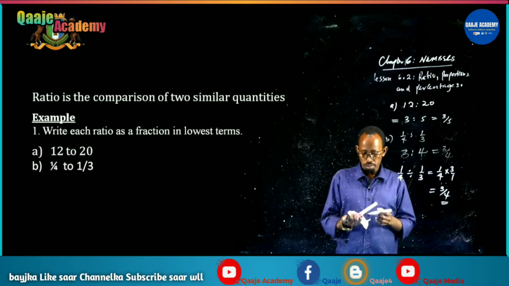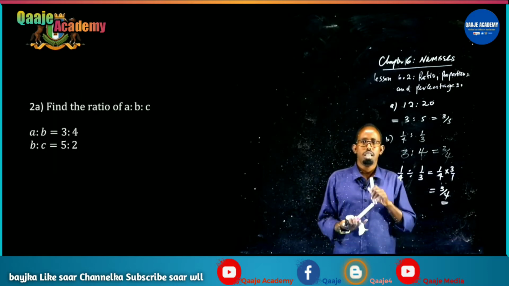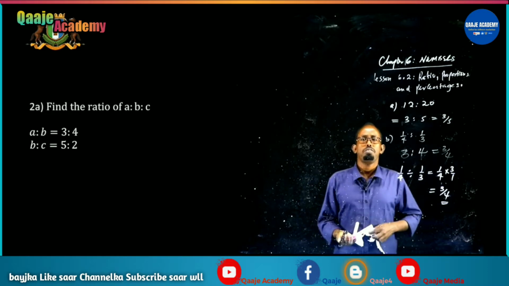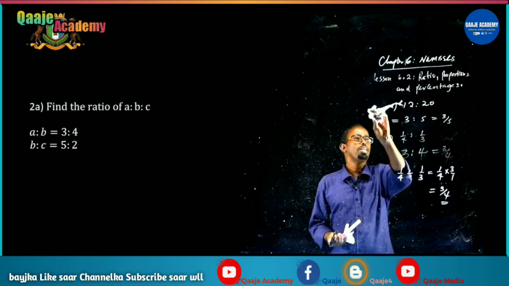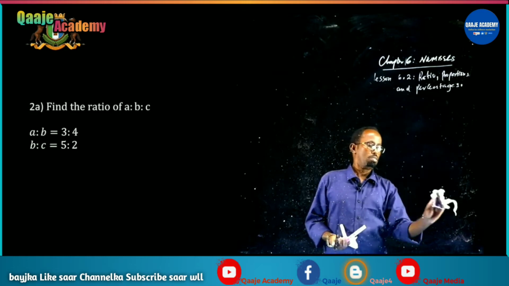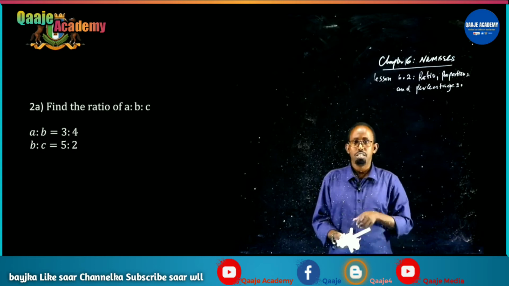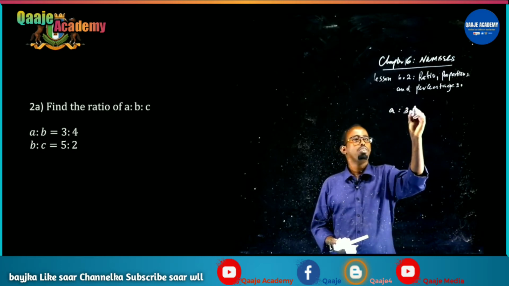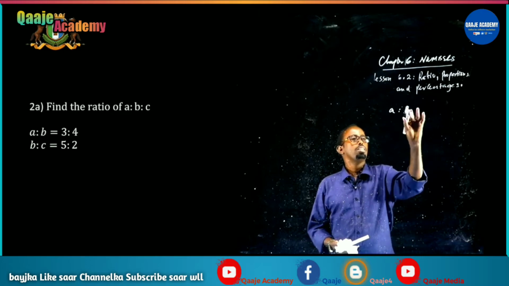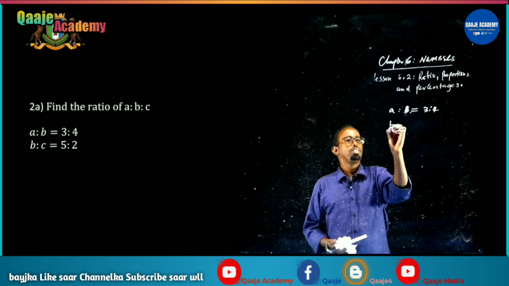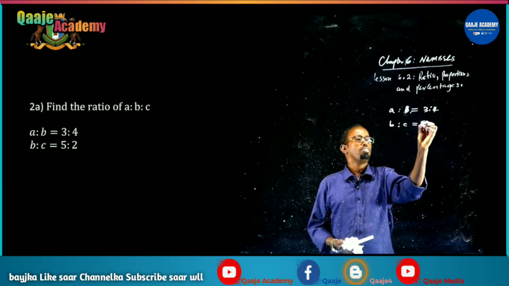The next one is: find the ratio of A, B, and C. So A to B is equal to 3 to 4, and B to C is equal to 5 to 2.